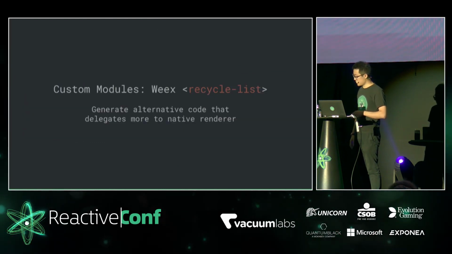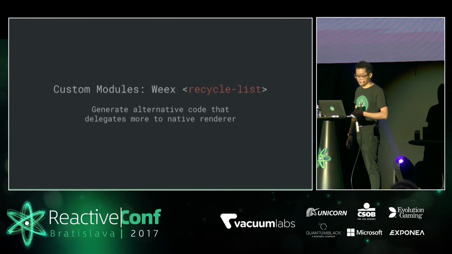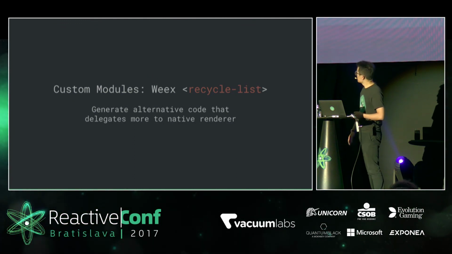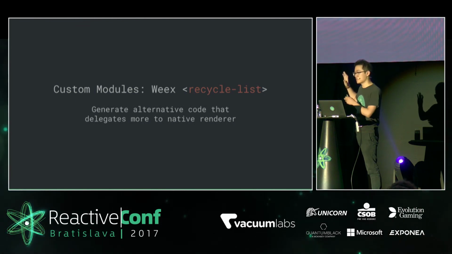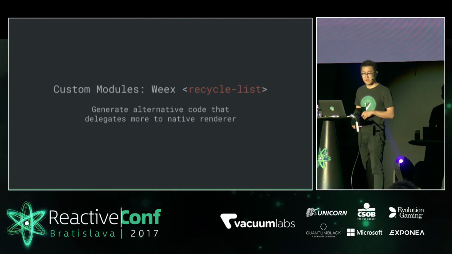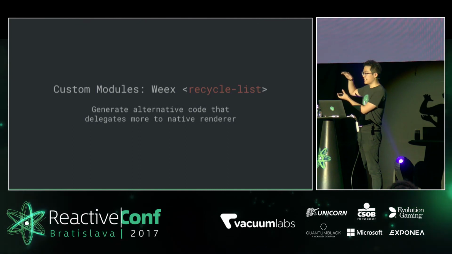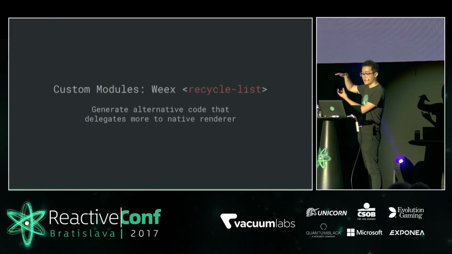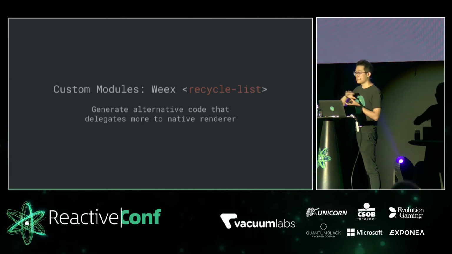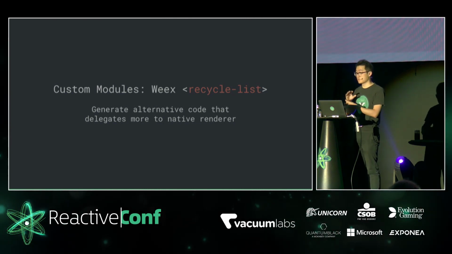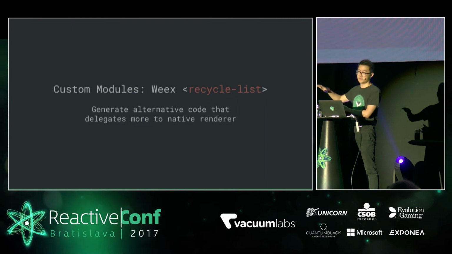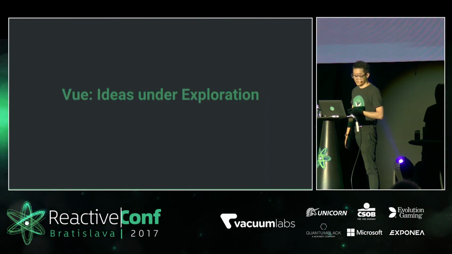OK, so I'm running out of time, so I will just move fast here. We do some pretty interesting optimizations in Weex, which is essentially the React Native equivalent for Vue. Inside certain types of recycle lists, we generate different code so that we delegate more to the native renderer rather than spend time in the JavaScript runtime. So this results in greatly improved list rendering performance.